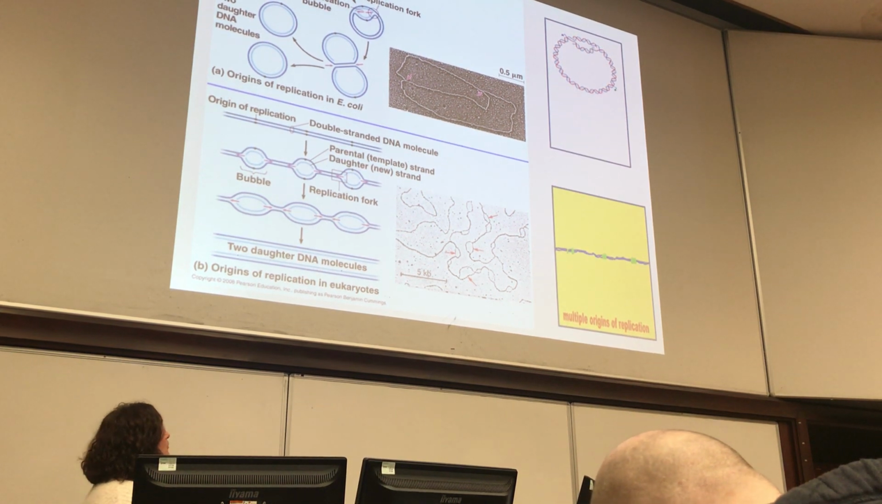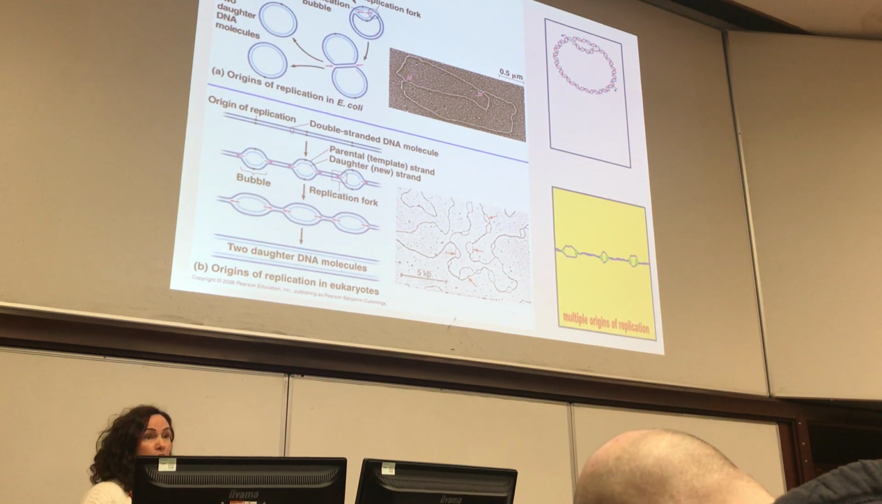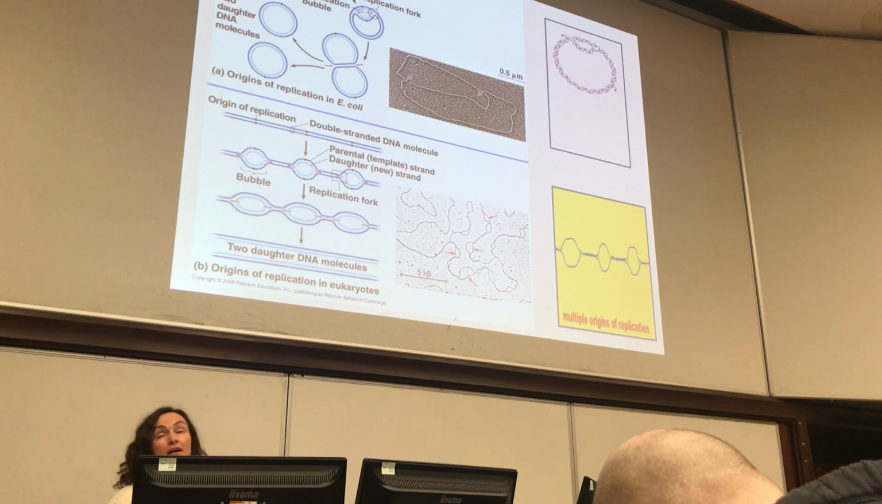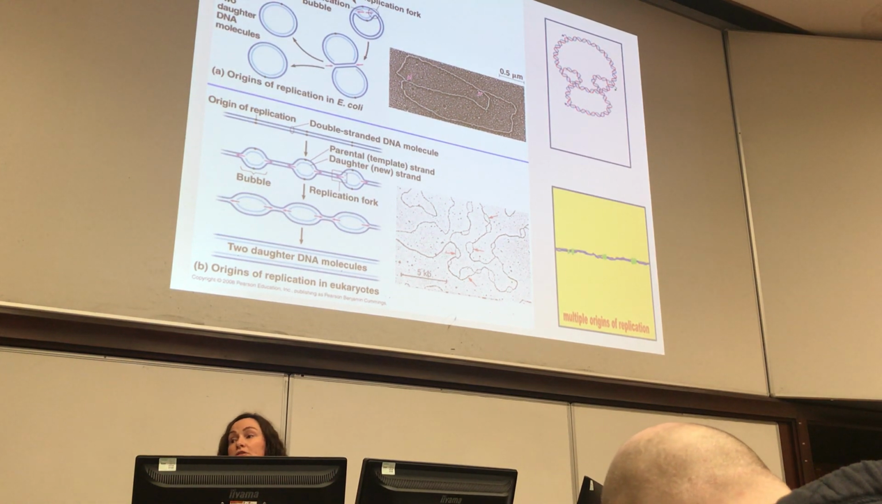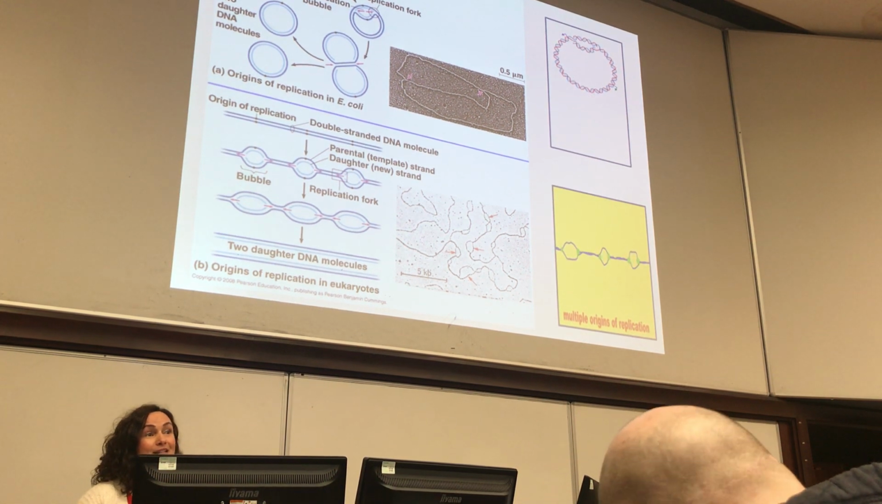So there are some hypotheses to say that in prokaryotes, sequences that are very rich in adenine and thymine are seen as the origins of replication. Why would that be? Does anybody know? Can anybody hazard a guess?